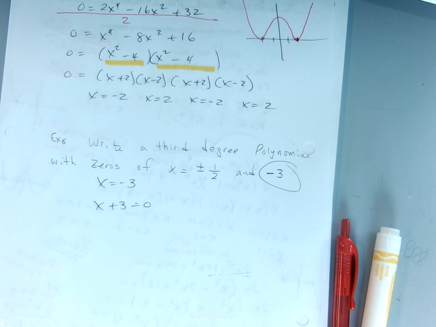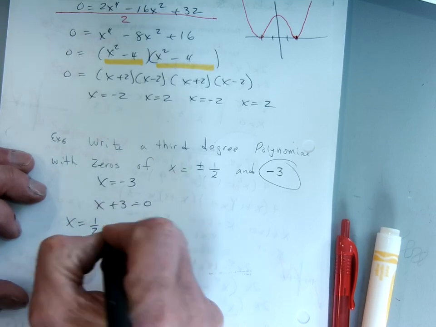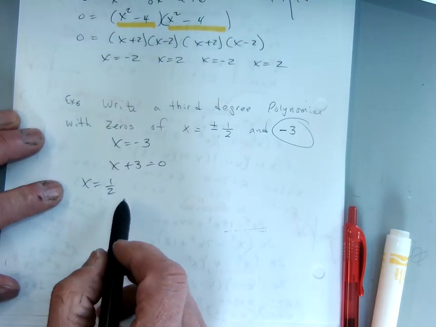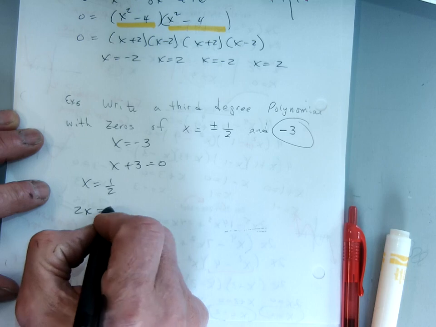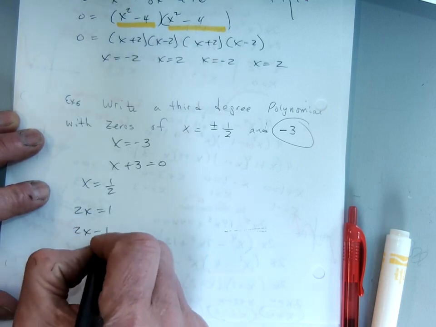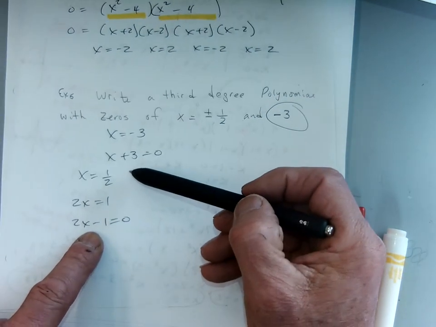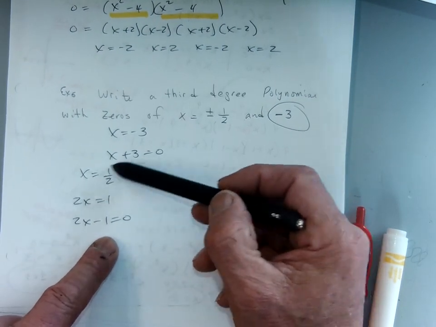All right? If positive 1/2 came as an answer, okay? If x equals positive 1/2, that means I would have had a 2x equals 1, and I would have had a 2x minus 1 equals 0. Okay, now think about this. If you solve this mini equation, wouldn't you get 1/2?